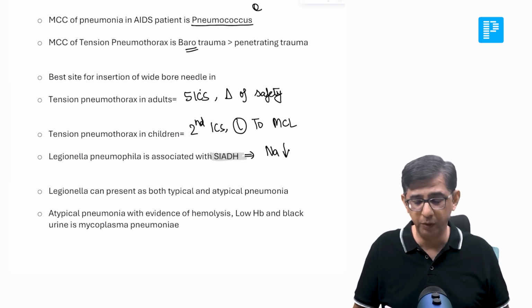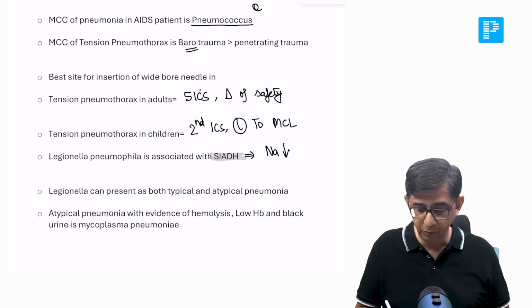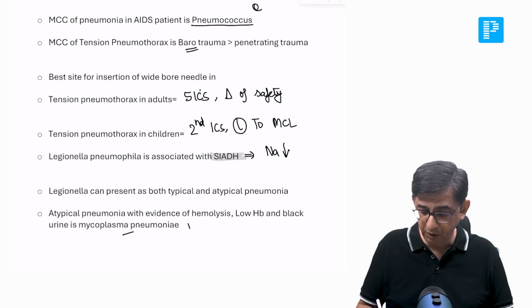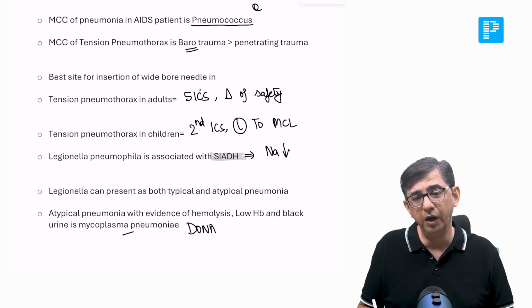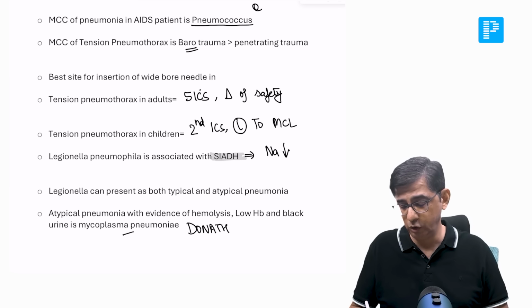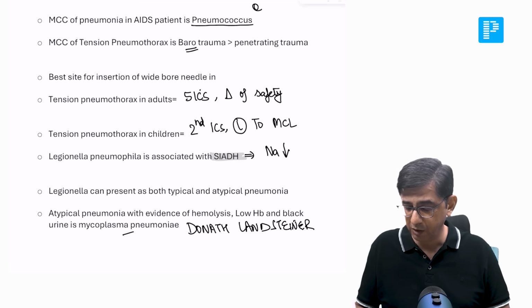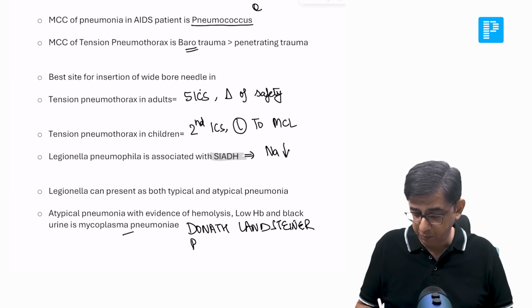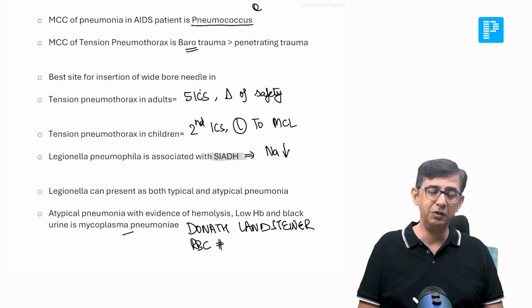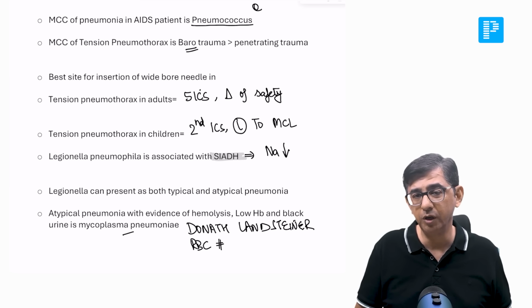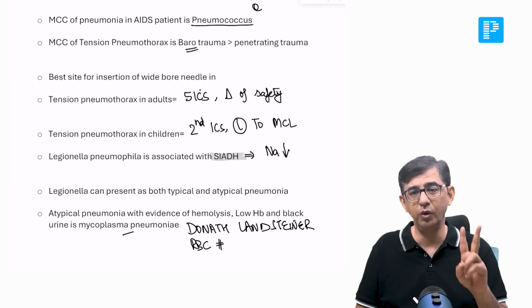Then you will say Mycoplasma pneumonia. Here, I'll write down the name of the antibody, and you will get a hang of it. The antibody that I'm talking about is called the Donath-Landsteiner antibody. This antibody will attack self-RBCs, and therefore the destruction of RBCs by the antibody which is formed in response to this infection will explain the hemolysis and the low hemoglobin. So I said two aspects here.